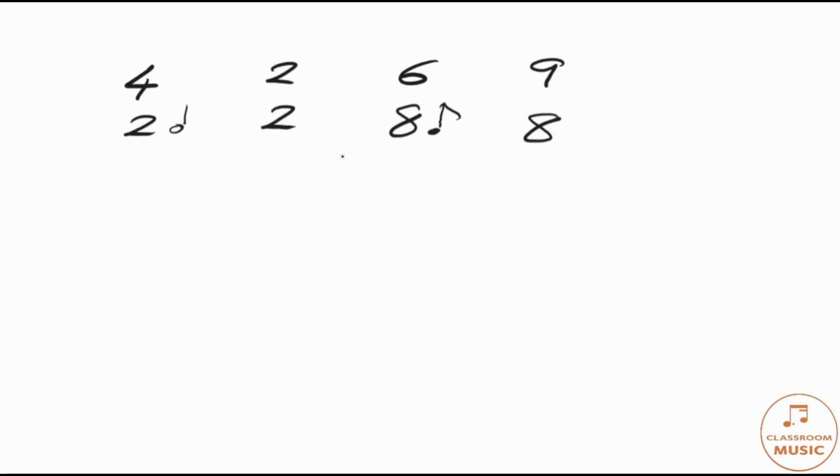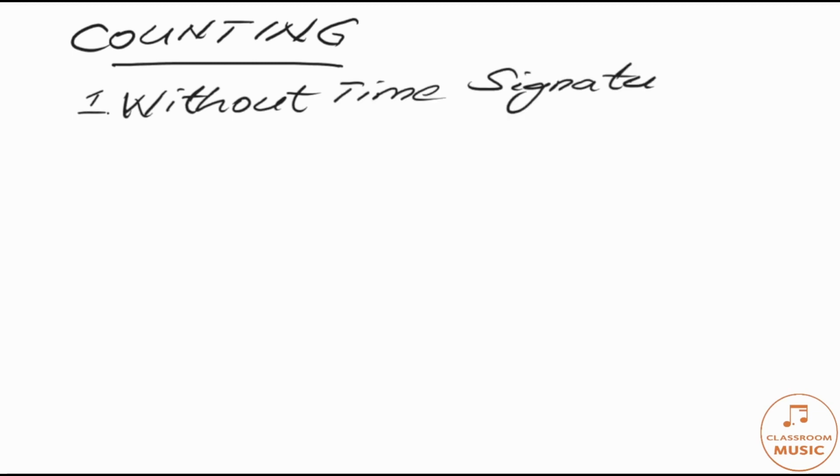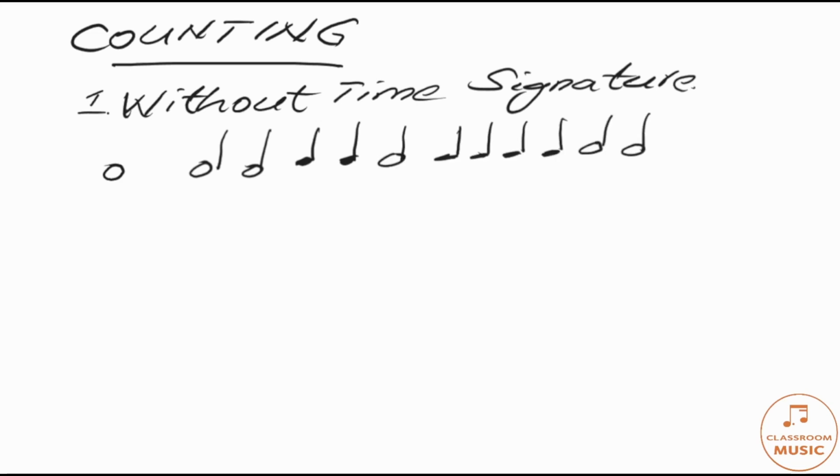Furthermore, when a time signature is introduced, the counting of beats in every bar should add to the total value of beats indicated in the time signature. What does that mean? Referring to our previous rhythm, if we were to clap the rhythm without the time signature, we would have counted the notes based on the total value of every individual note.